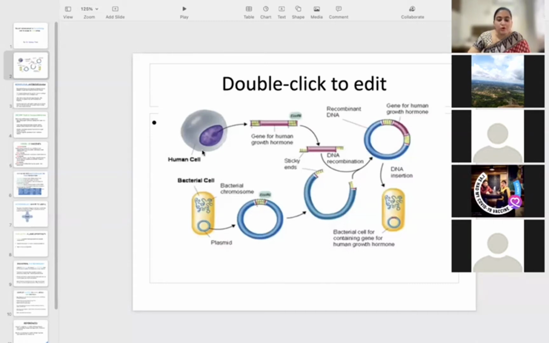I hope you all are aware of DNA, which is the genetic material of life and the blueprint for most organisms, except a few viruses which are RNA based. Their genome is RNA based. Otherwise, most organisms have DNA as their genetic material. It carries all the information required for expressing all the proteins inside an organism.